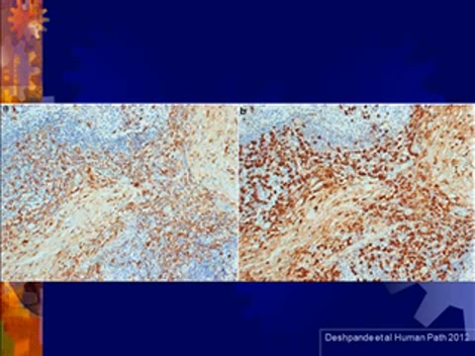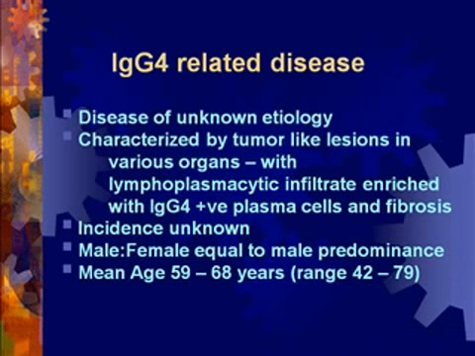So what is this IgG4-related disease? It's a disease of unknown etiology, and it's characterized by tumor-like lesions in various organs with a lymphoplasmacytic infiltrate enriched with IgG4 positive plasma cells and fibrosis. We don't know the incidence of this condition because it has not been studied in any significant epidemiological way. The incidence in some reports of male and female is quite equal, and then there are some situations where there is predominance of males. The mean age is around 59 to 68 with a range of 42 to 79.